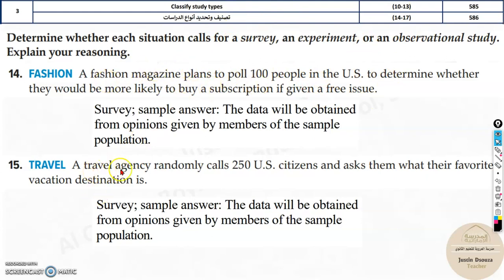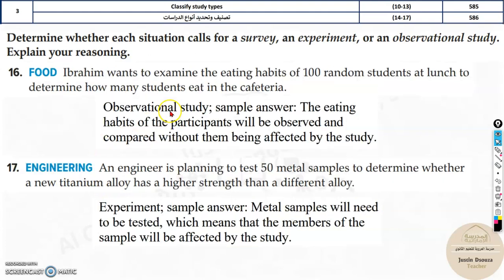A travel agency randomly calls 250 US citizens and asks them what their favorite vacation destination is. Again, it's a survey. You call on a telephone and ask whether you liked our service. It's a survey, like what you might receive from the telecoms: do you like our subscription, do you like this offer. That is all survey. The data obtained is opinions.